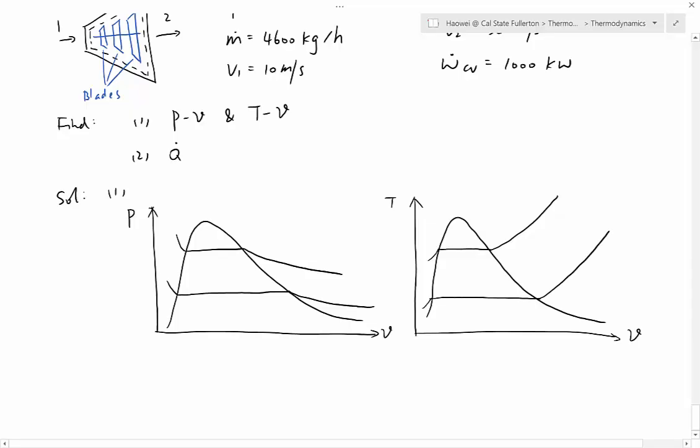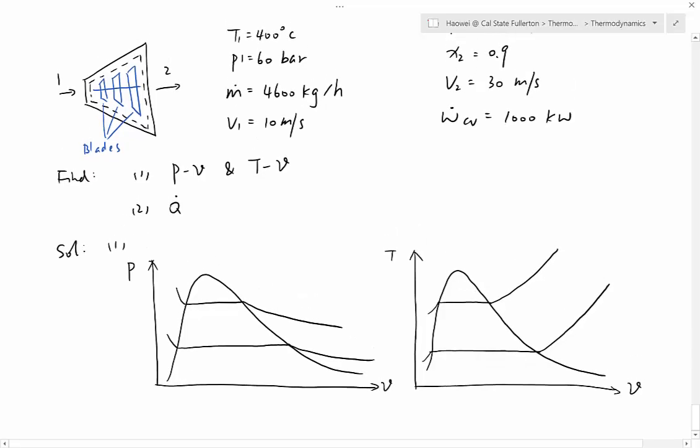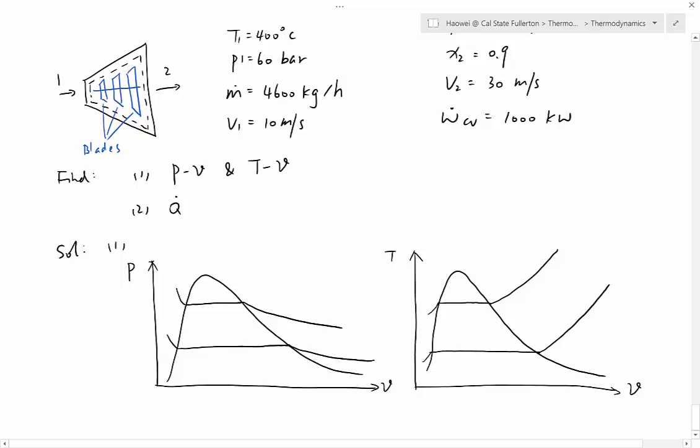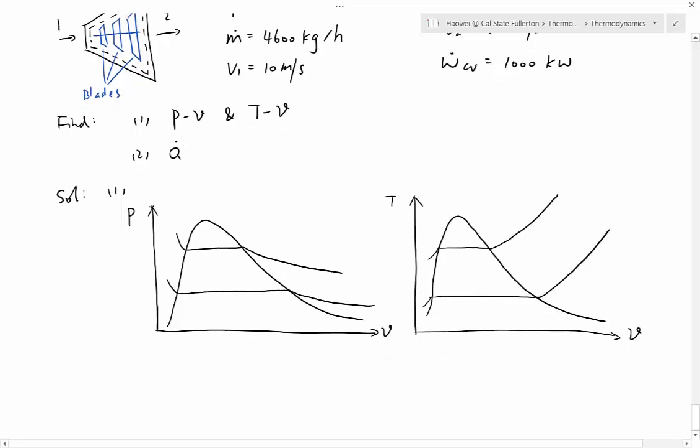Okay, so now let's go back to the P versus nu diagram. Which one is T1? Which one is T2? T1 is 400 Celsius. What's going to happen to T2? T2 is not given, but we know hot steam goes in and it's going to push the blades and make them turn. What comes out of it is the cooled down steam. So between T1 and T2, which one is higher? T1 must be higher. T2 must be lower because this is a cooling down process. So the top one should be T1 and the bottom one should be T2.